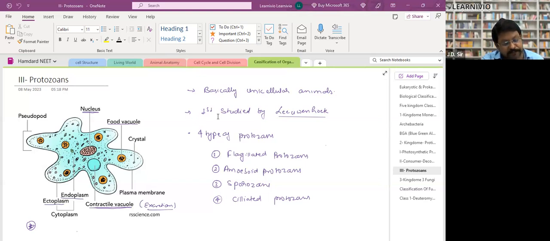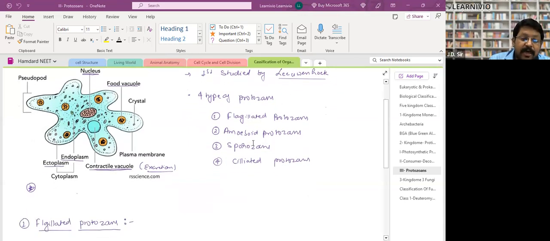By the way, who discovered the first cell? I want to ask you, just for the sake of my knowledge. Who's going to tell me? Robert Hooke. Very good. Robert Hooke was the first person who discovered the first cell, but Antony von Leeuwenhoek was the first person who discovered the first living cell, right?